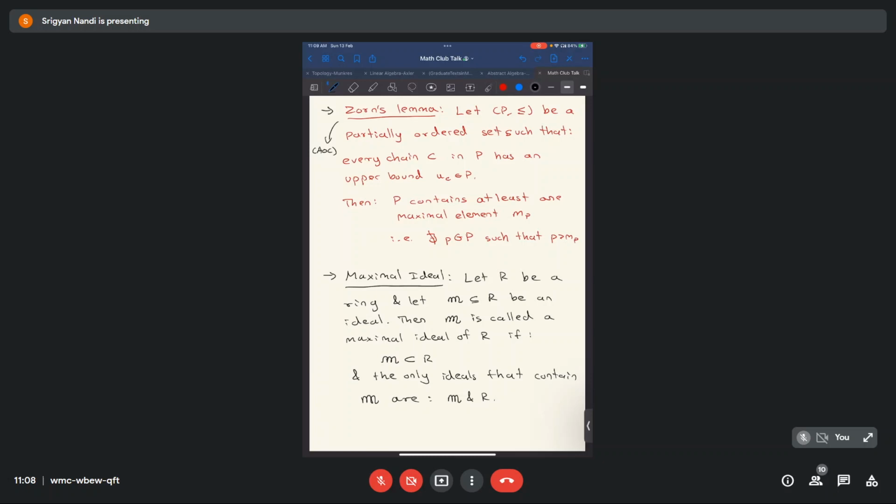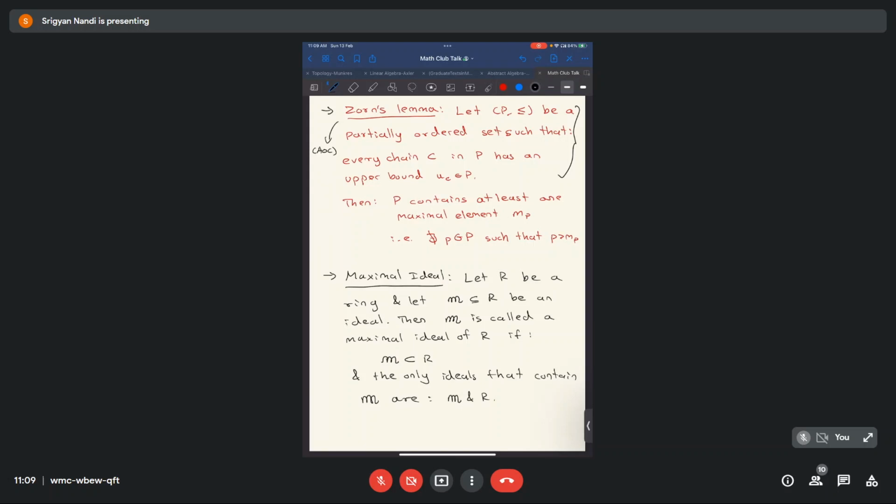Then Zorn's lemma states that if the partially ordered set satisfies this condition, then P must contain at least one maximal element. And a maximal element M in P is an element such that there is no other element in P that is greater than the maximal element. So let's see how this applies to rings.